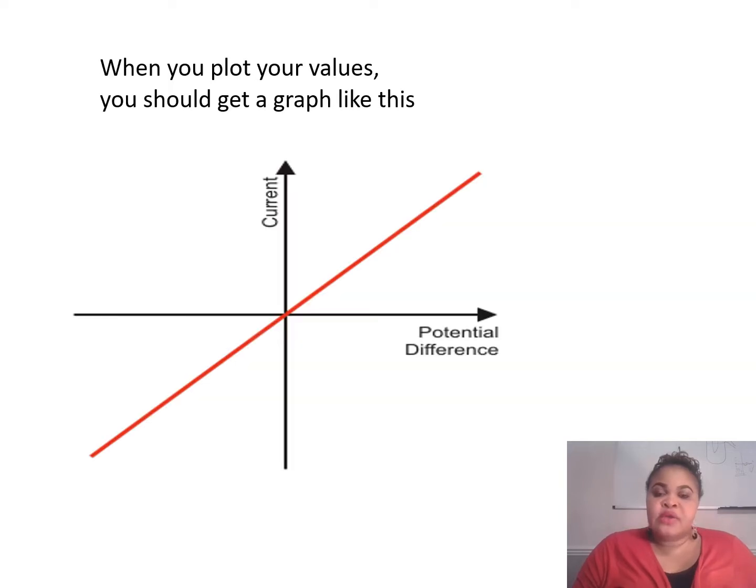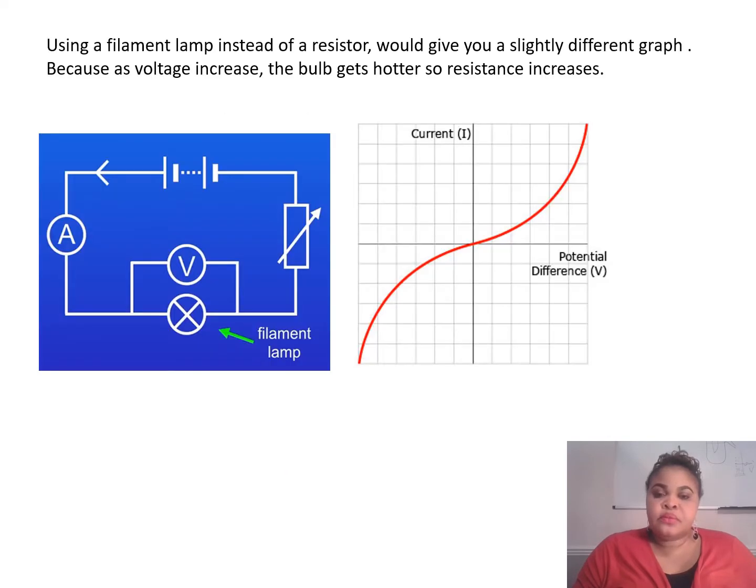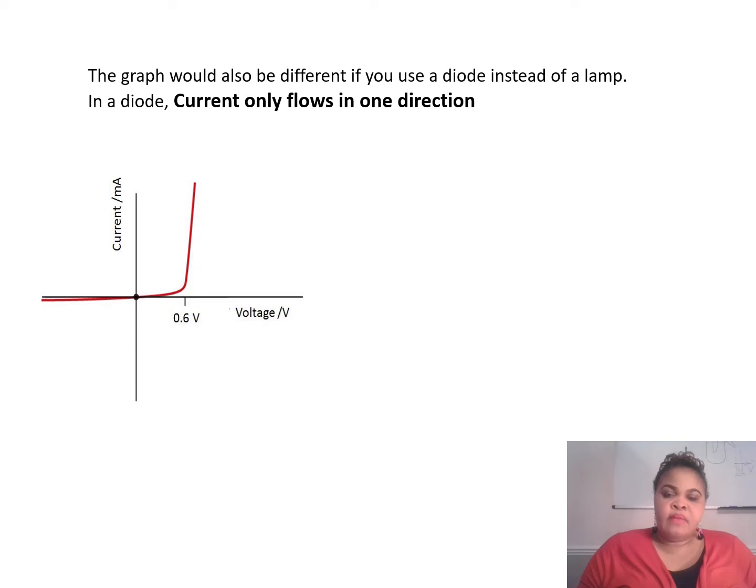When you plot your values, you should get a graph like so. If you use a filament lamp instead of a resistor, it will give you a slightly different graph, because as voltage increases, the bulb gets hotter, so resistance increases. The graph would also be different if you use a diode instead of a lamp. In a diode, the current only flows in one direction. So you have a graph that looks like so.